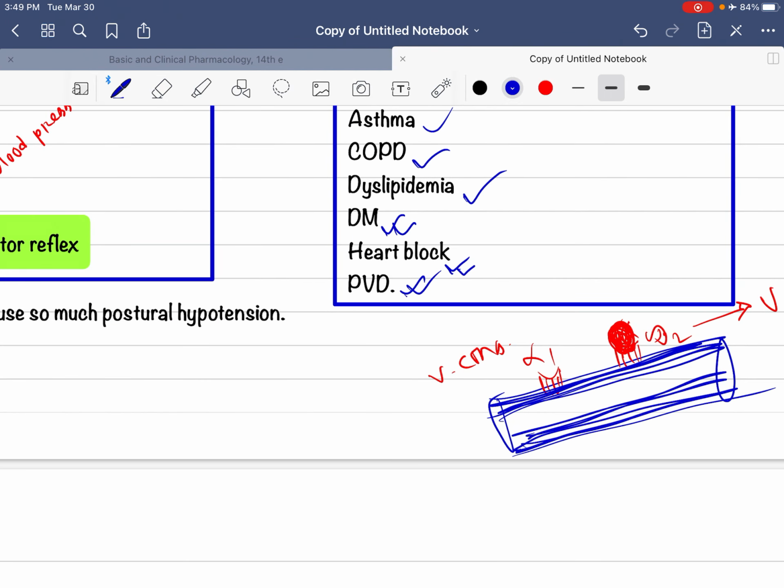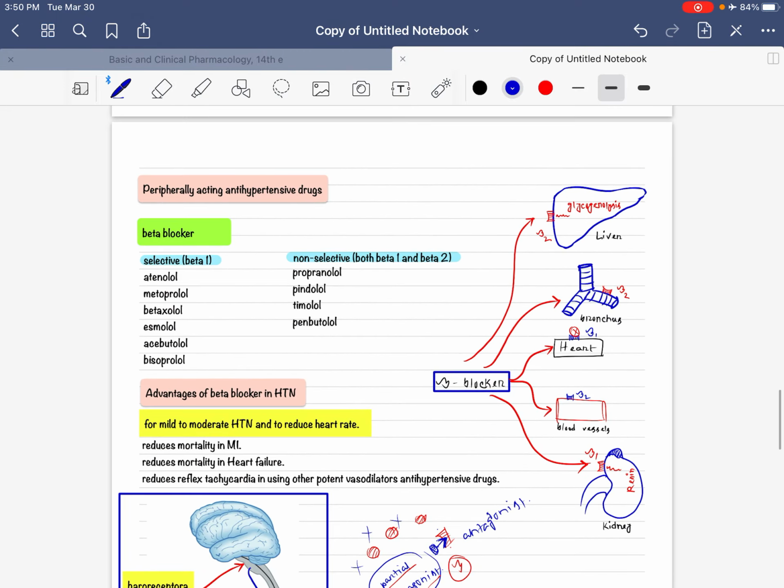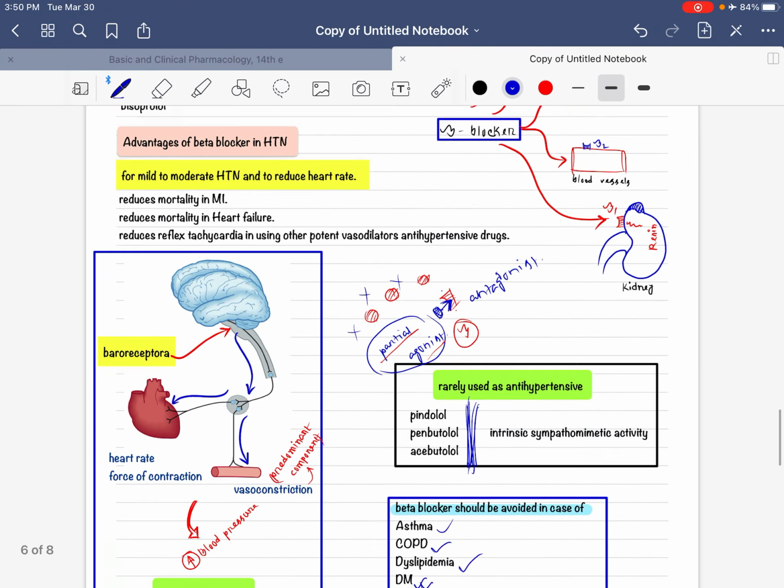And moreover, if you block the beta 2 receptor, then suppose norepinephrine comes here, and this norepinephrine will see that there is no beta 2 receptor to sit on, so all of the norepinephrine will bind with alpha 1 receptors, and the alpha 1 receptor will do vasoconstriction, and peripheral vascular disease will exacerbate. Okay, so this is all about the beta blocker drugs.